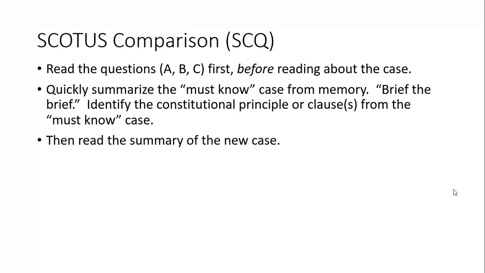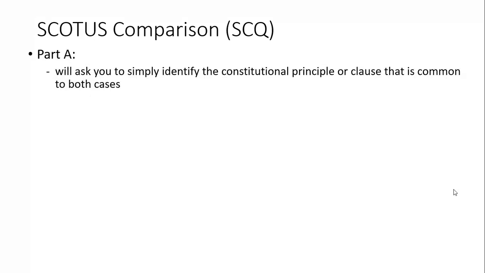At that point, you can now read the summary of the new case, and you should quickly start to see some similarities between the two. Part A is really simple. Part A will ask you to simply identify the constitutional principle or clause that is common to both cases. That will not be explicitly given to you in the summary of the new case, so you really are dependent on your knowledge of the must-know case.